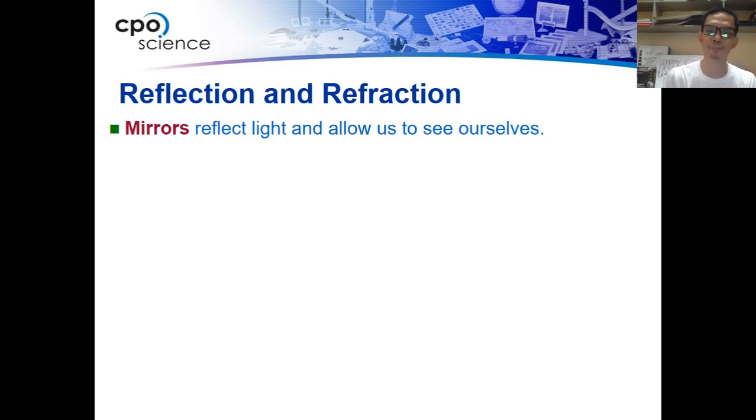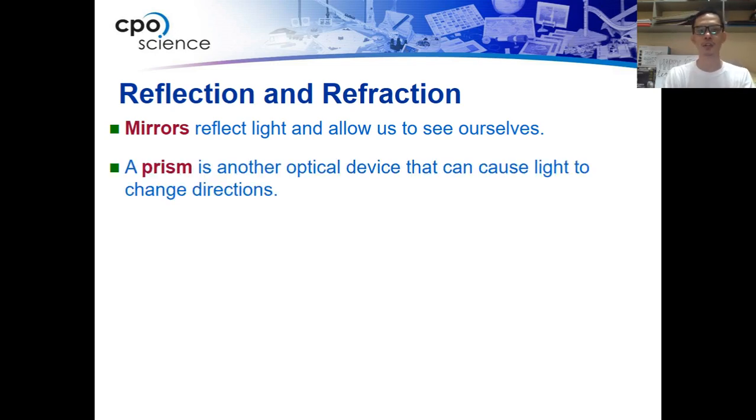Aside from lenses, we have mirrors. Mirrors are also objects that exploit the behavior of light. If lenses bend the light, mirrors reflect it in other ways. One example of an optical device that causes the light to change direction is called the prism.